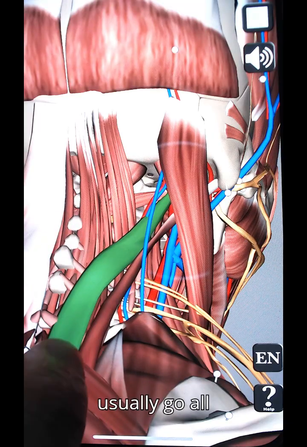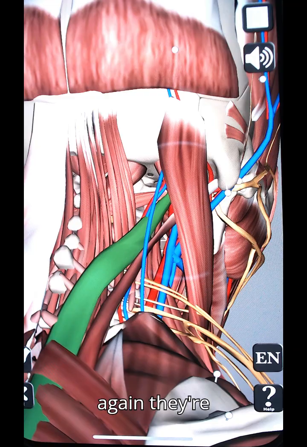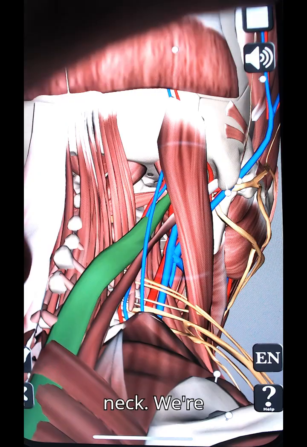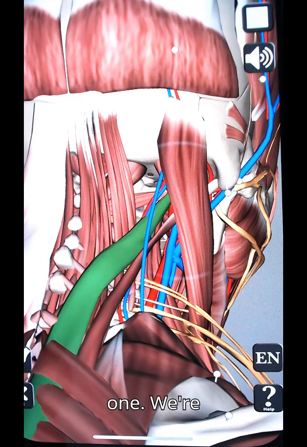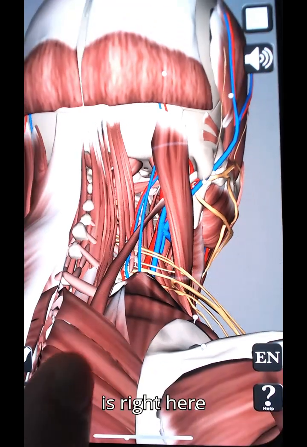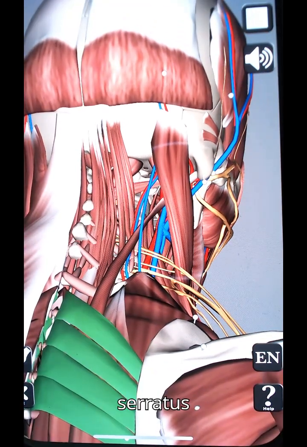Now, I usually go all the way down to these parts right here. And again, let me correct myself, they don't originate at the neck, but they do attach at the neck, and so they do affect the neck. All right, and we're going to remove that one. We're going to remove splenius capitis. Boom. We're going to go to our serratus posterior. That is right here.